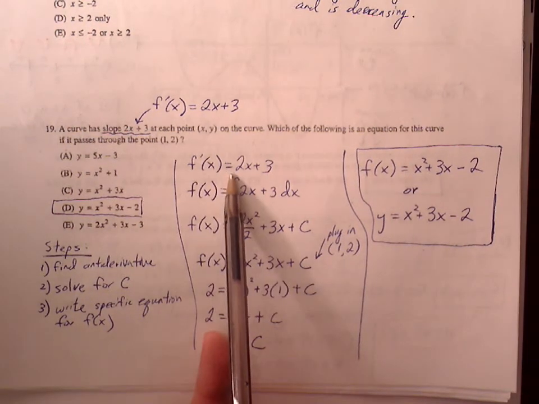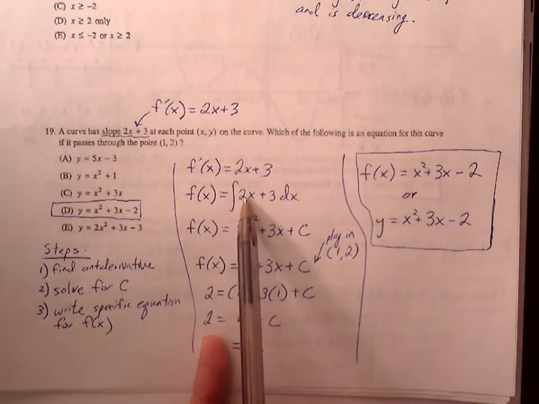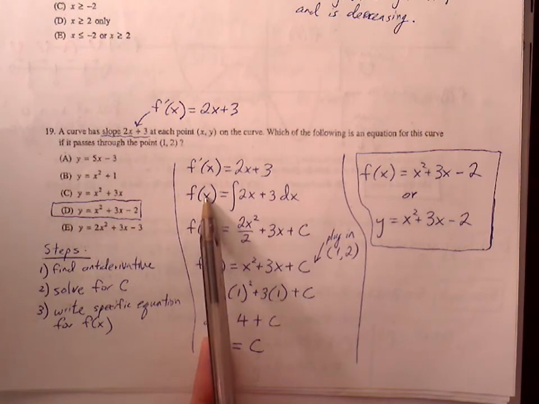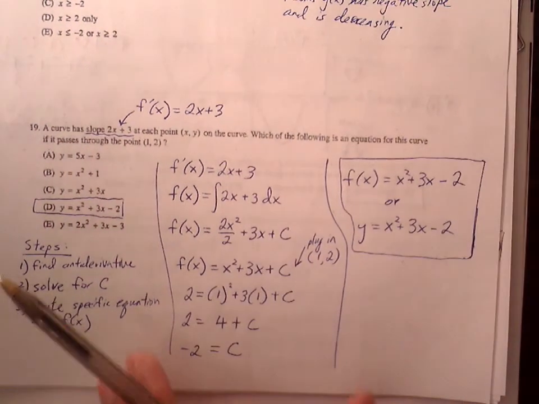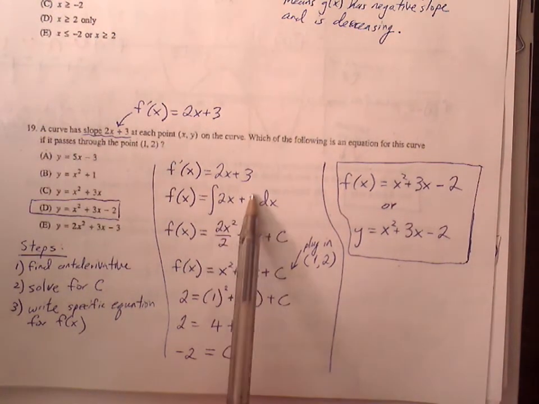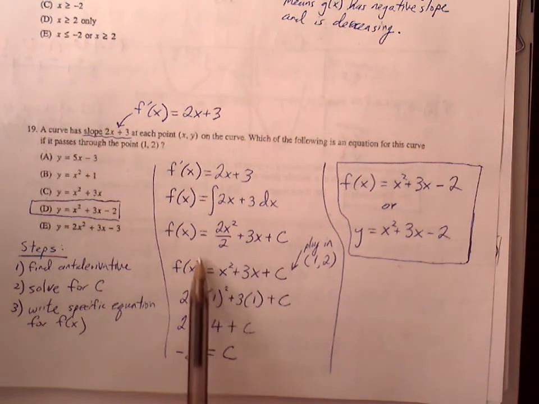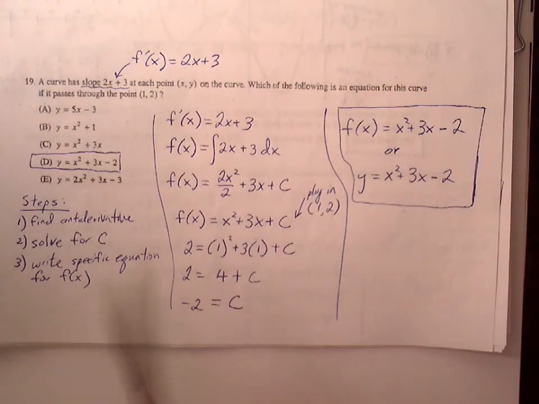So we start off with f prime. We're going to take the antiderivative of 2x plus 3. That will move this 2x plus 3, this derivative, up a level to a function level. So for the antiderivative, we go through the power rule here. 2x becomes 2x squared over 2. 3 becomes 3x. And then we have a plus c. Clean this up. The 2's cancel out. We get x squared plus 3x plus c.